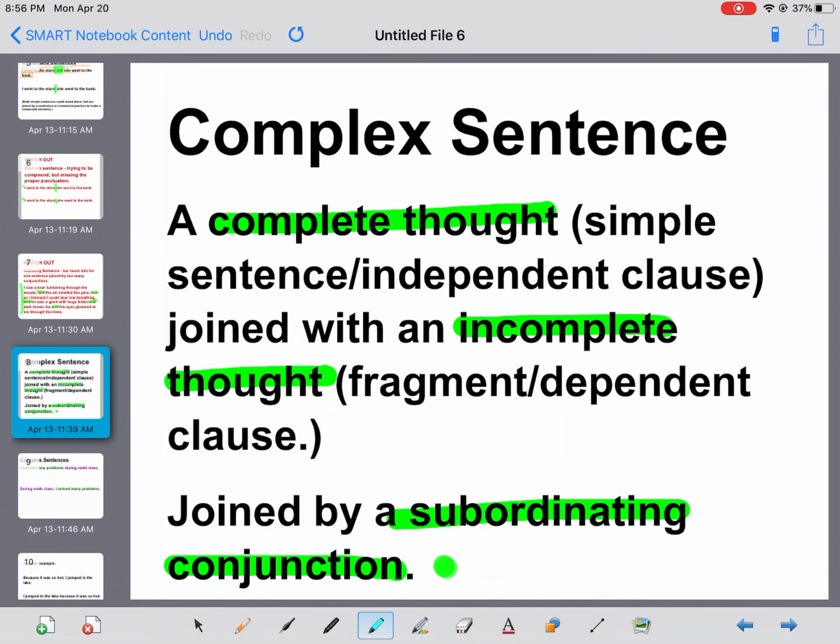Now, your writing books call your complete thoughts or your simple sentences independent clauses, but it's just a different term for the same thing, okay? And maybe the term is actually kind of helpful, because if you think to yourself, well, if you're independent, it means that you can do something on your own. You don't need any help to do it. So an independent clause can be a sentence on its own. It doesn't need any help. Whereas a dependent clause is the opposite of that. It needs the help of an independent clause in order to be a sentence. Okay? We'll come back to subordinating conjunctions in a minute.